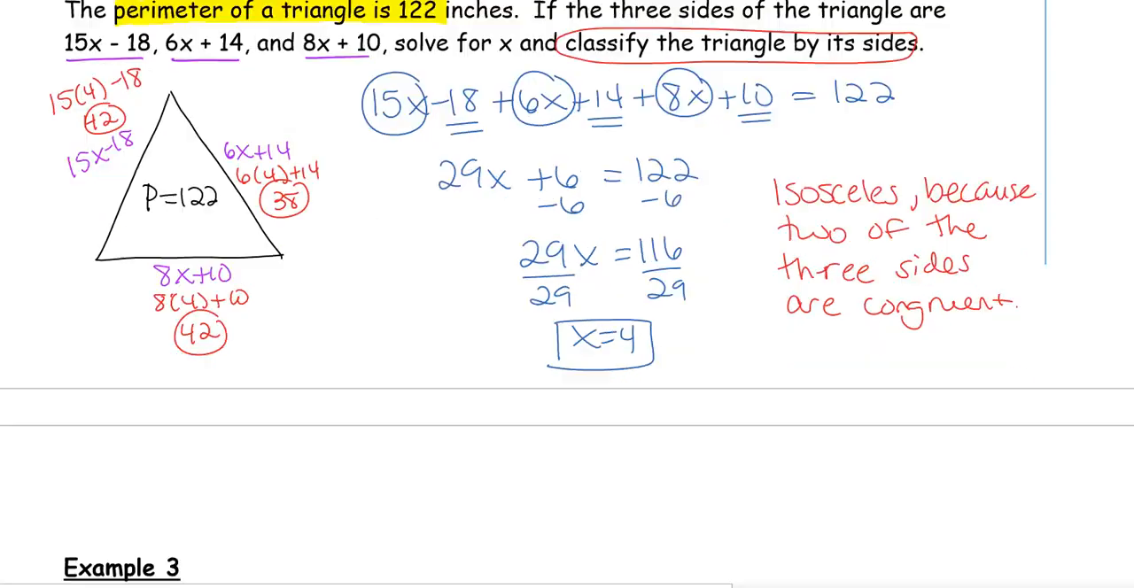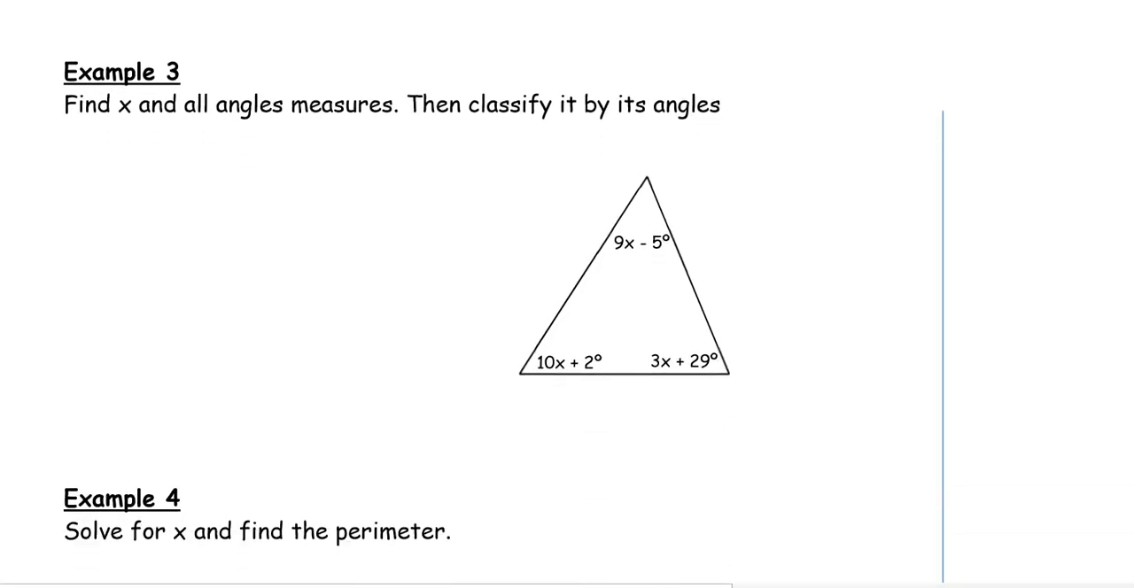All right, let's go ahead and turn over to the back side. Our next example is: find x and all angle measures, and then classify it by its angles. So we were just looking at perimeter. Perimeter is adding up side lengths. We have the 3 angles.